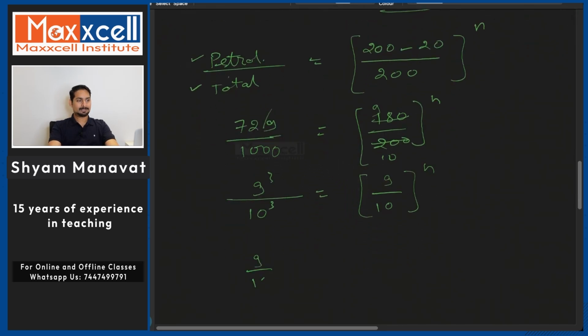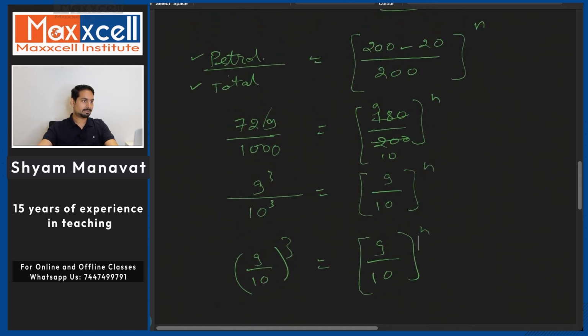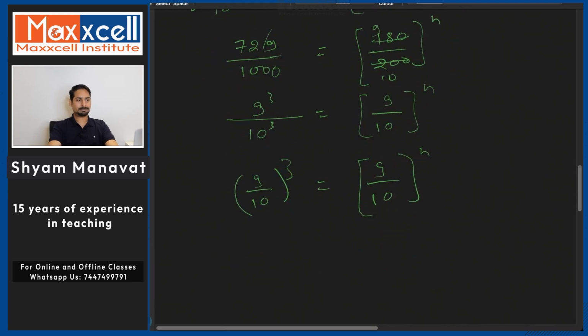So it's (9/10)^3, that is equal to (9/10)^n. Tell me what is the value of n? That is nothing but 3. So how many number of times you need to repeat this process? You need to repeat 3 times to get 72.9% of the petrol concentration.